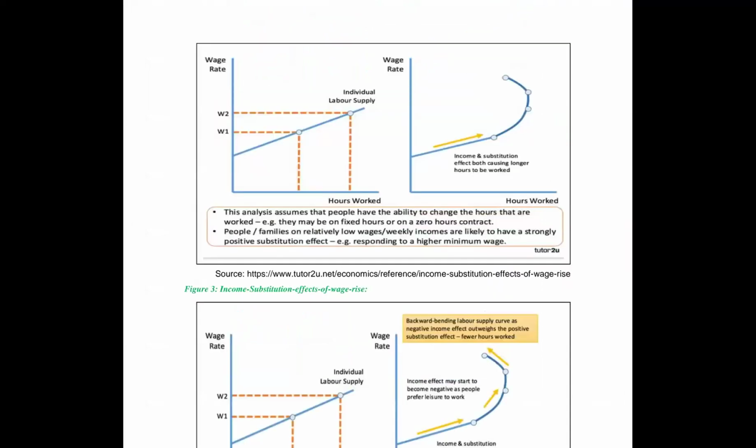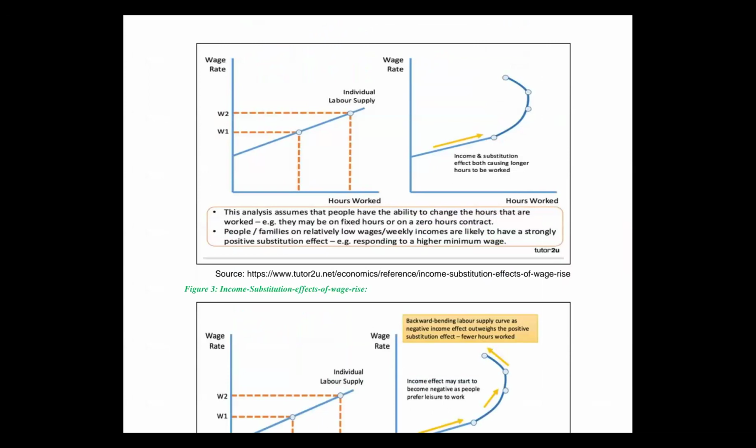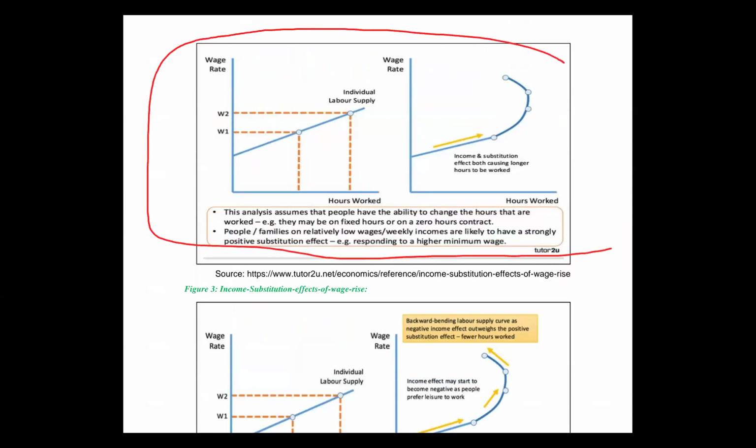See now that the supply curve is curving backward. Why should the supply curve bend backward after some time? This is just because of the changes where the income and substitution effects cause longer hours to be worked. But as I have just said, as the income increases, people will want to work. They will supply more labor.